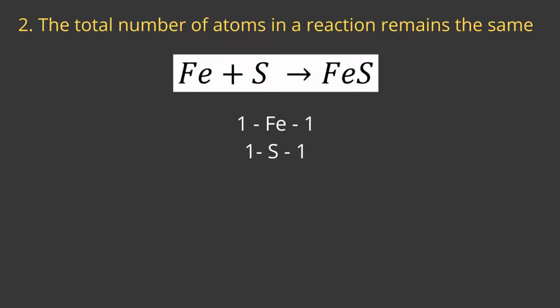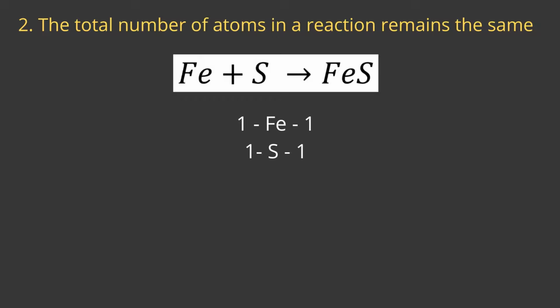So for this part, it means that the total number of atoms in the reaction remains the same. That is, the total number of the atoms taking place in the reaction before and after the reaction must remain the same. What do we mean? So what you're going to do is just write iron, and you also write sulfur, and then you write these dashes or draw them.